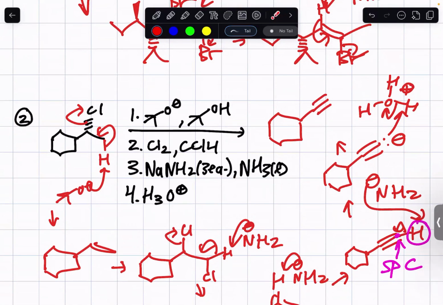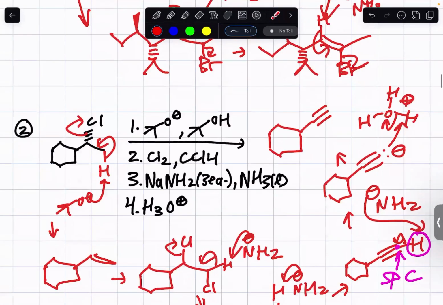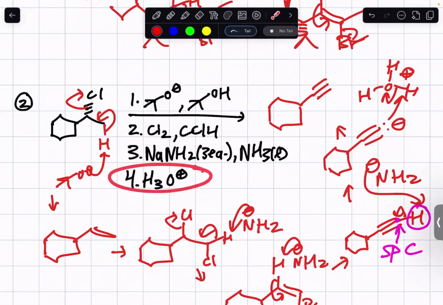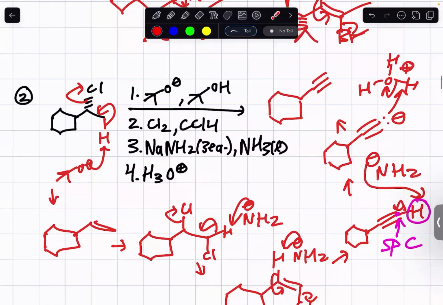If you said 4 EQ, that would be okay. But then make sure, at the very, very last step, you put acid workup in to protonate everything.